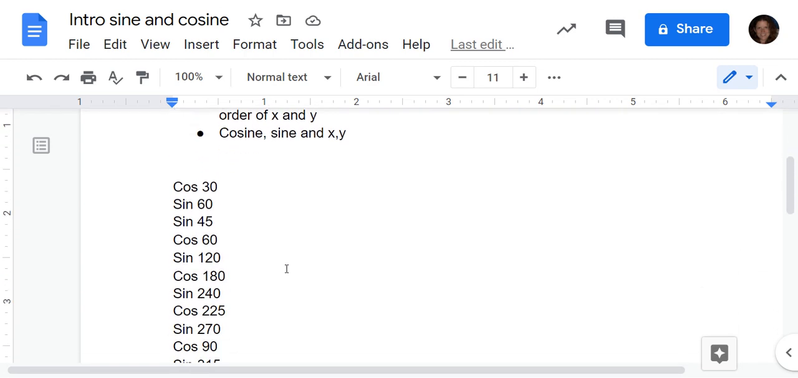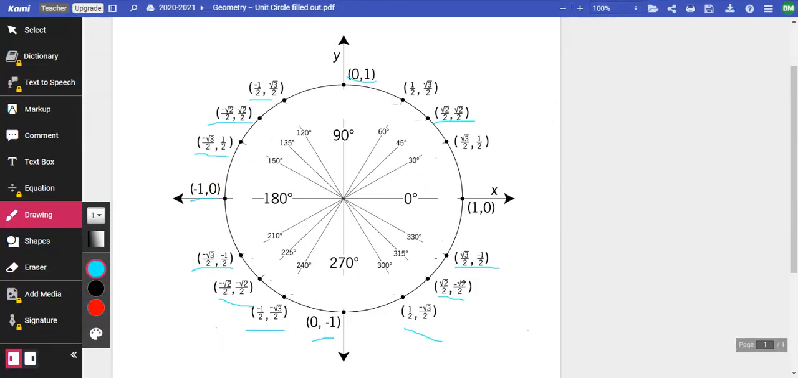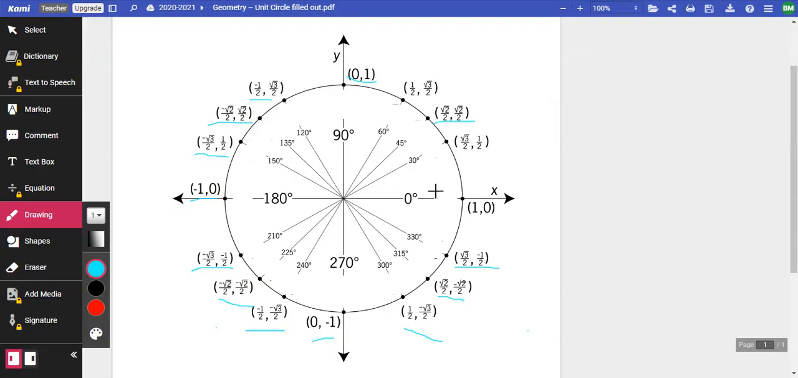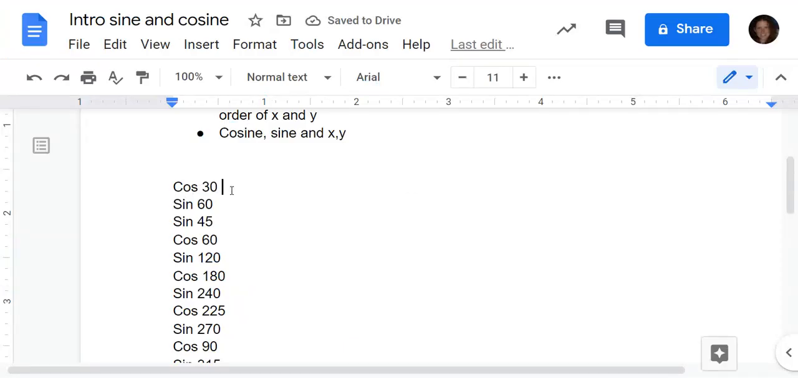So we're going to do a bunch of examples here, and we're going to be using our unit circle. So remember, cosine is the x value. So for here, the cosine of 30, we go to 30 degrees and look at the x value, square root 3 over 2. That's our answer. That's as simple as it is. So we're just going to do a bunch of different practice ones.